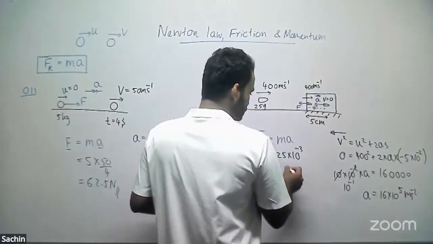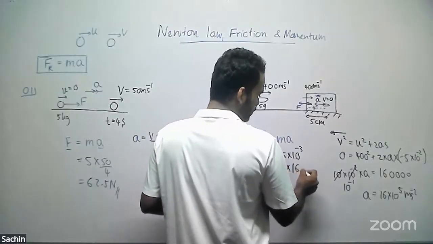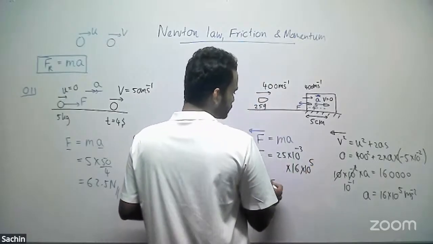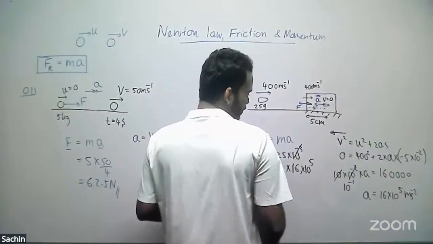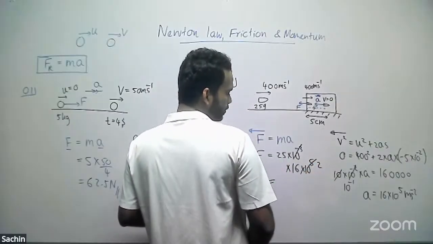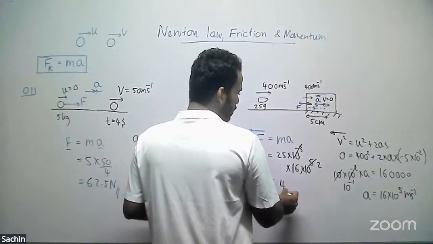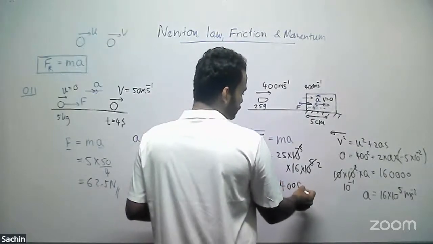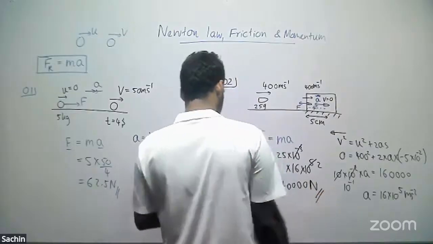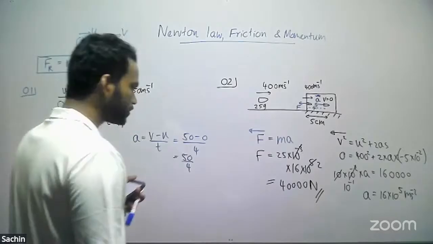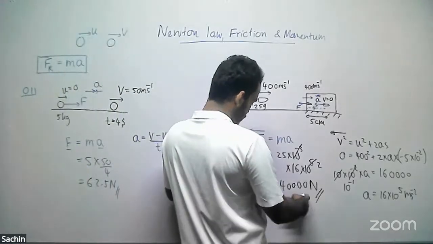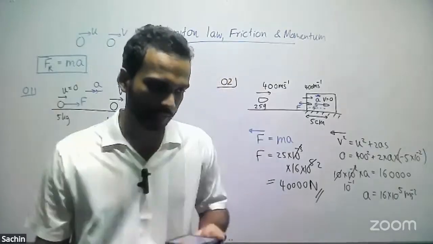Okay. So we can substitute that acceleration here. I'll get this, the minus 3 will be cancelled. This will be 400. 400 into 10 to the power 2. That means another 2 zeros. Force is 4 into 10 to the power 4 Newton. Yes, the given answer comes.